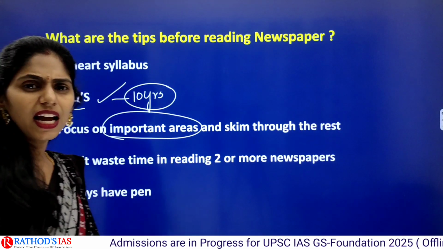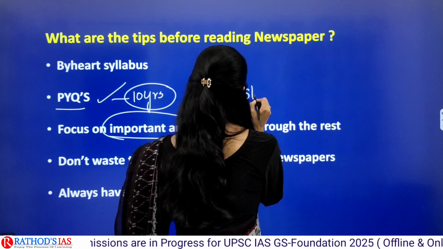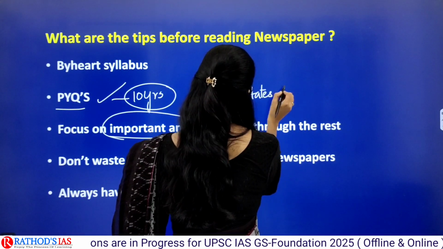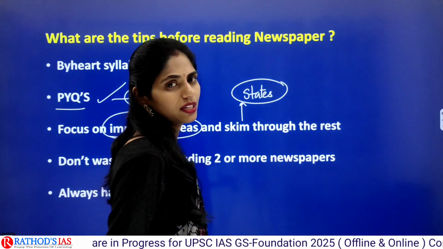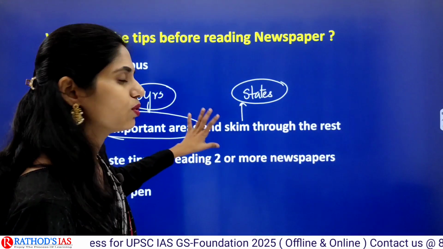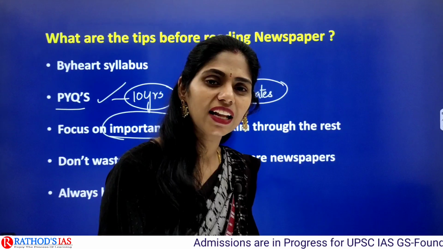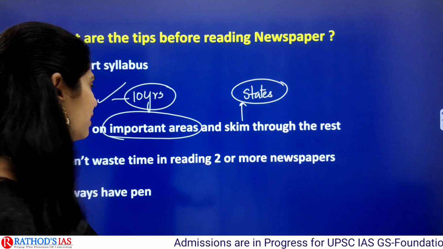Next, you have to focus on important areas only, and the remaining articles you just skim through. Especially skim through your states page. For example, state-related policies, state-related schemes, or any initiatives by the states you can skim through, but it is not necessary to make notes for the entire newspaper, each and every article.